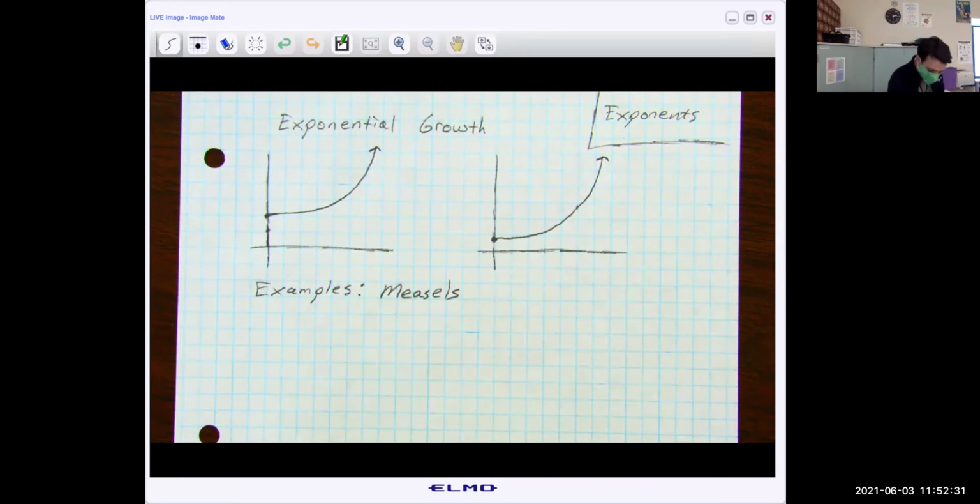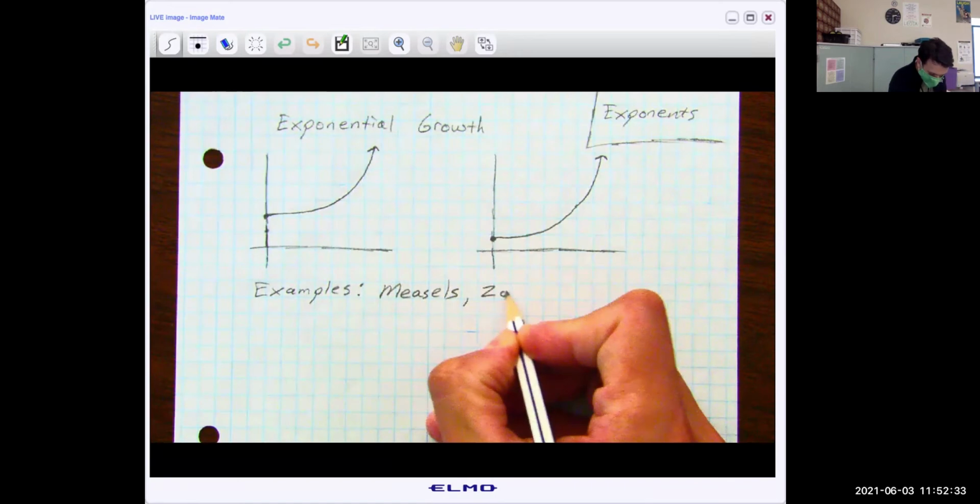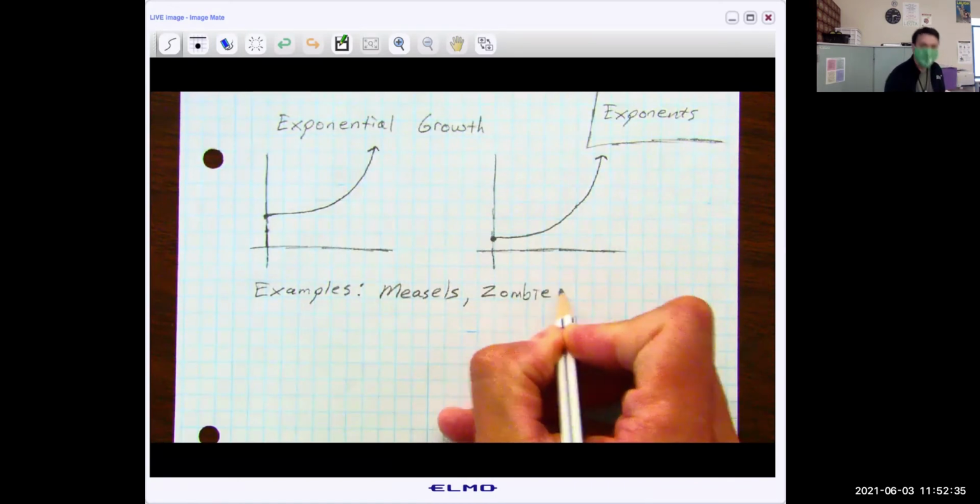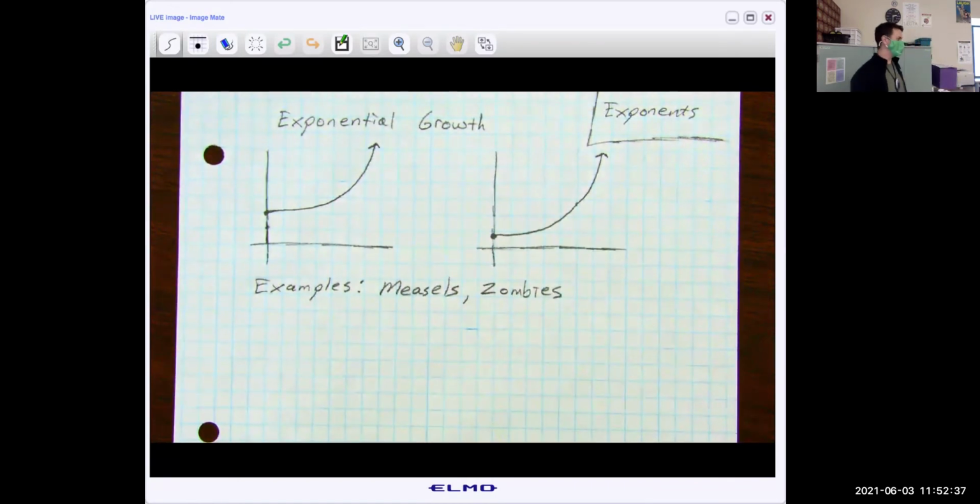Another place you see this, zombies. If you've ever seen a zombie movie, as soon as you get one zombie into a population, then it just starts to spread really quickly. That's exponential growth. It's when the numbers start to grow and they grow faster and faster and faster, and at a certain point it gets crazy.